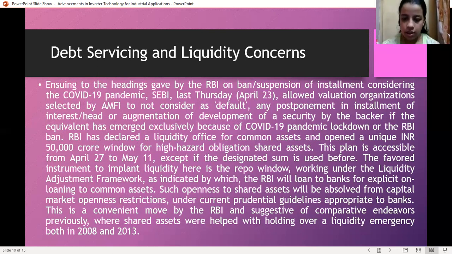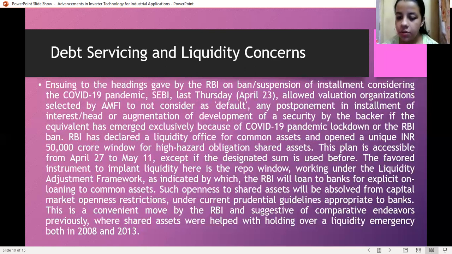Following the directions issued by the RBI on moratorium, deferment of payment in light of the COVID pandemic, SEBI last Thursday permitted valuation agencies appointed by AMFI to not consider as default any delay in payment of interest, principal, or extension of maturity of a security by the issuer, where the delay has arisen solely due to the COVID-19 pandemic, lockdown, or the RBI moratorium.